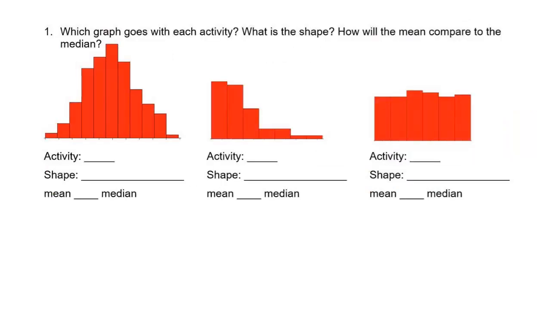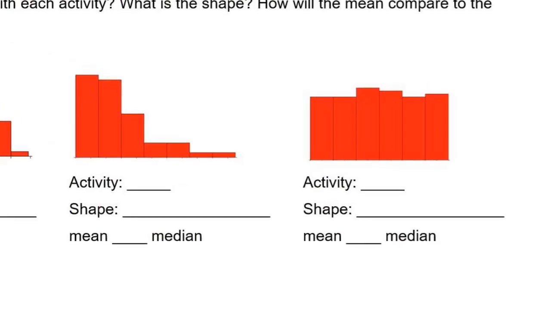All right, so let's try to match up these activities with their graphs. Activity number 1, rolling the die. If I were to go around the room and ask everybody, when you rolled the die 3 times, what did you get? And I made a histogram, like a bar chart, out of everybody's answers. Which of these 3 graphs do you think this would look like? The last one. It's the last one.